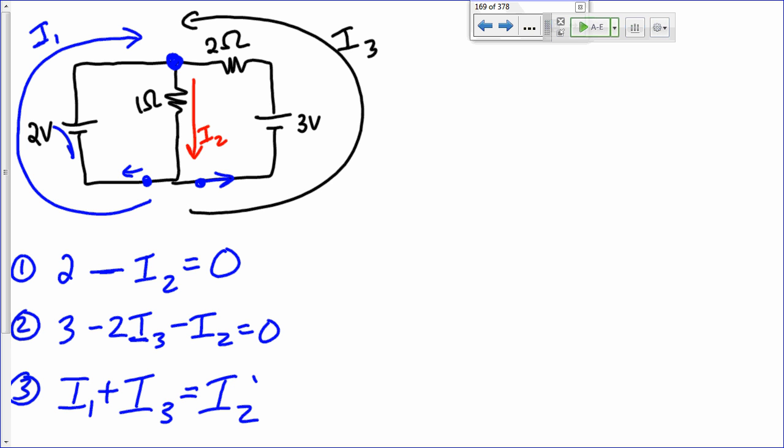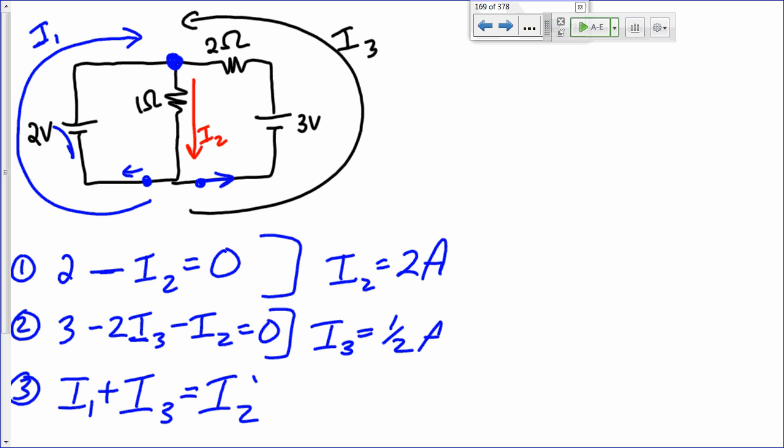All right, and now I want to solve these. This is pretty simple to solve, right? The algebra is pretty simple. Because look, equation 1, I can solve outright and just say I2 equals 2 amps. Then I can take this and solve it for I3. This 2 is 1. I3 is equal to 1/2. Does that work out to... Yeah, that works out. 1/2 amp.